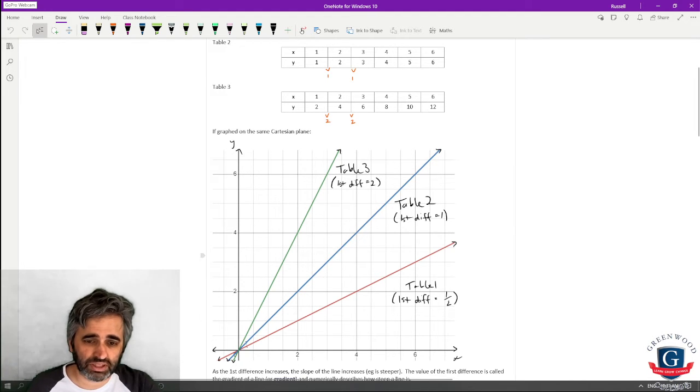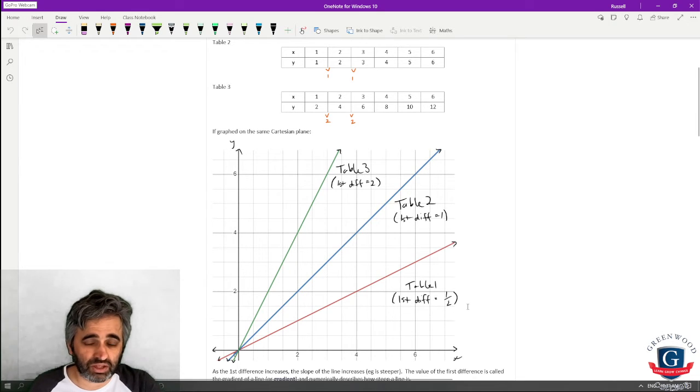Table 2 increased by 1, and it had a first difference of 1. And table 3, this one here, had a larger first difference, and it's this green line here. As we can see, the bigger the first difference, the greater the slope. This is the steepest, this is the least steep.